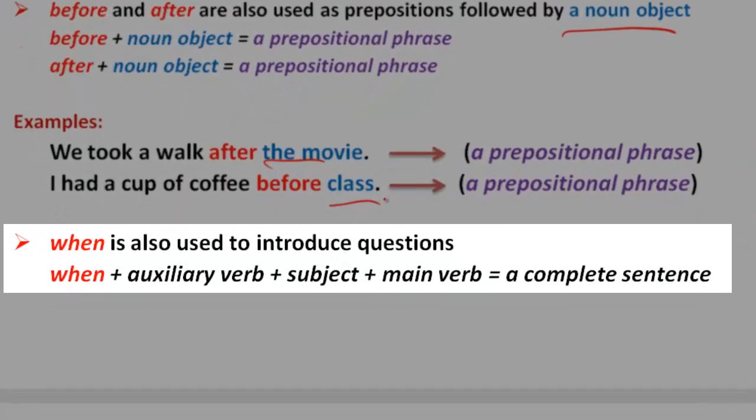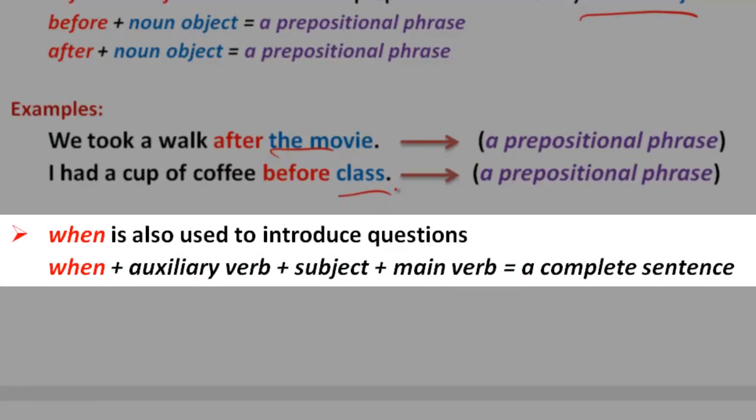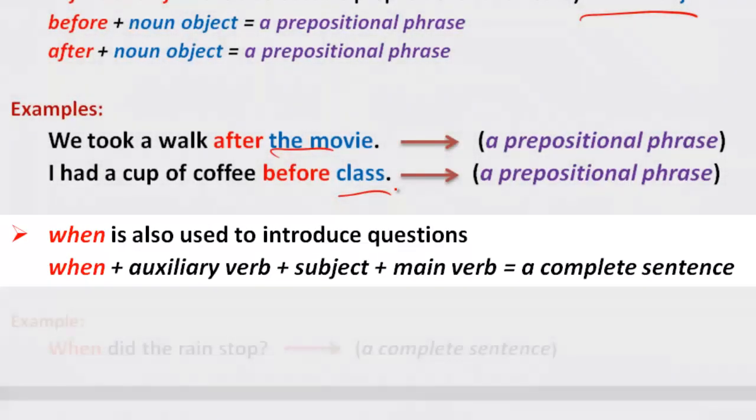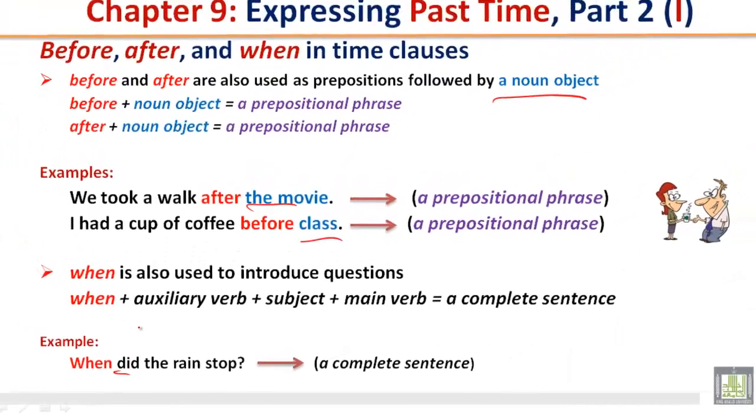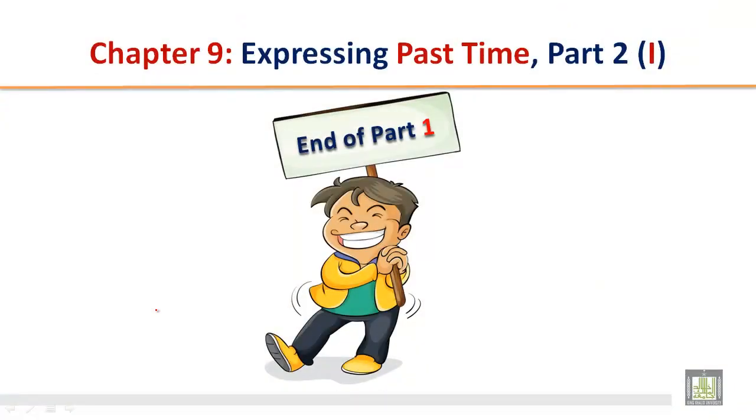When is also used to introduce questions. When plus auxiliary verb plus subject plus main verb equals a complete sentence when introducing a question. When did the rain stop? A complete sentence. End of part 1.